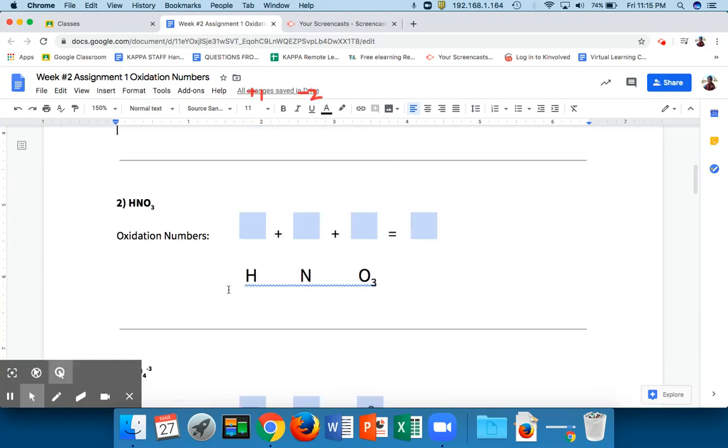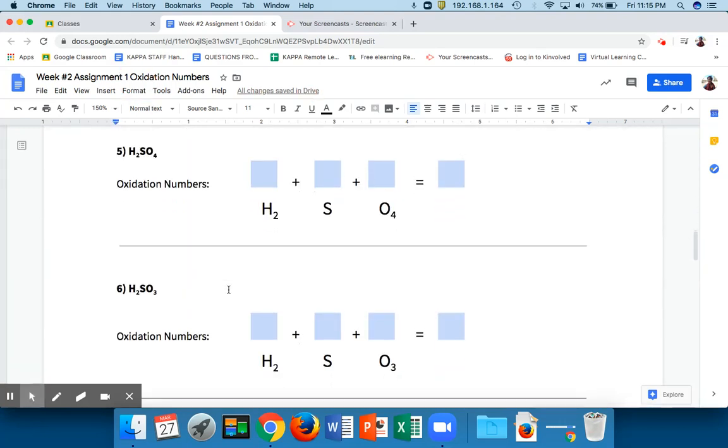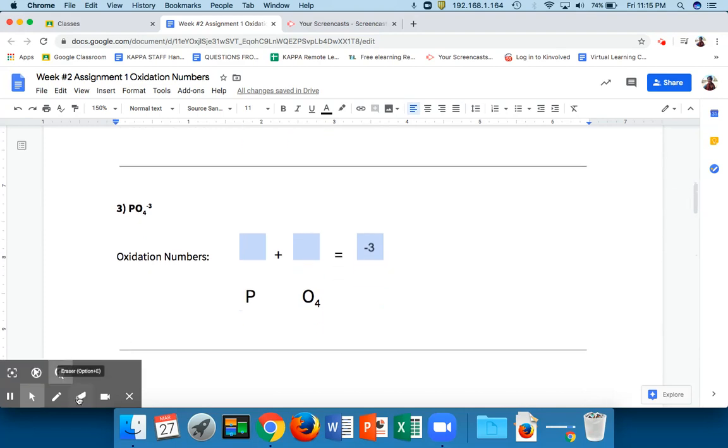Okay, let's keep going. So there's 7 of those. Oh, I should point out this one. So when you get to this one, you'll see there's a -3 written in this box. Do you know why? It's because the compound has a charge of -3. So I just filled that one in for you as an example.